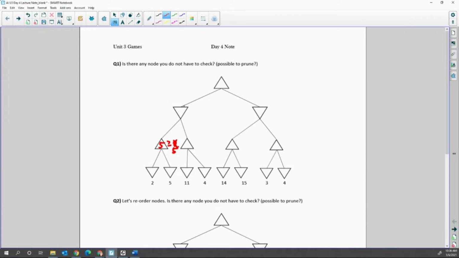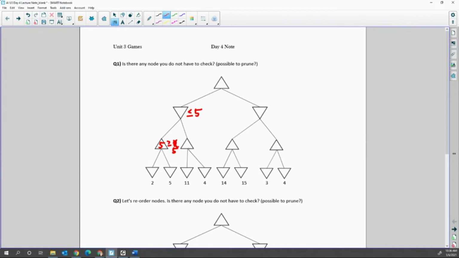Then the one upper level min node is now known. This node will have a value less than or equal to 5. So at most 5, because this is the min node. Then it's going to look at the next successor.